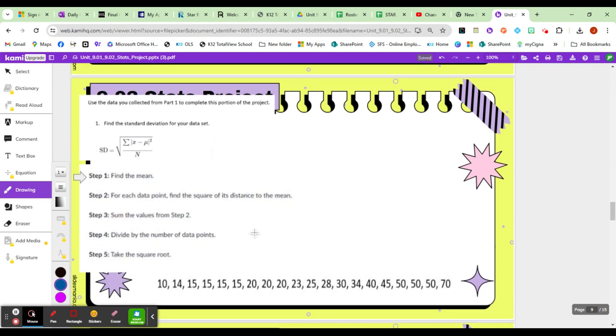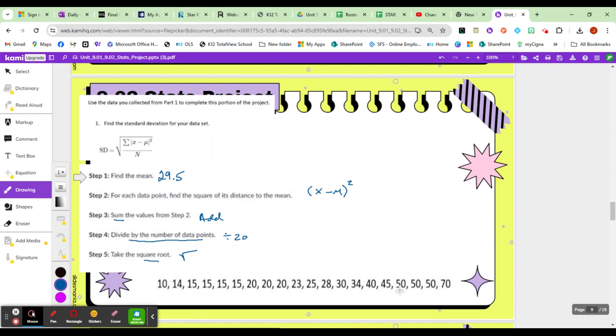So step 1 says find the mean. Okay, we've already found the mean. I found my mean; your mean's going to be different. My mean was 29.5. I did that in the 9.01 project. Step 2 is for each data point, find the square of the difference of its distance to the mean. So that means you're going to do your data point minus your mean, and then you're going to square that. I'll show you what that looks like. Then you're going to sum them up, so you're going to add all those up. You're going to divide by the number of data points you have, which means you're going to divide by 20. And then you're going to take the square root.